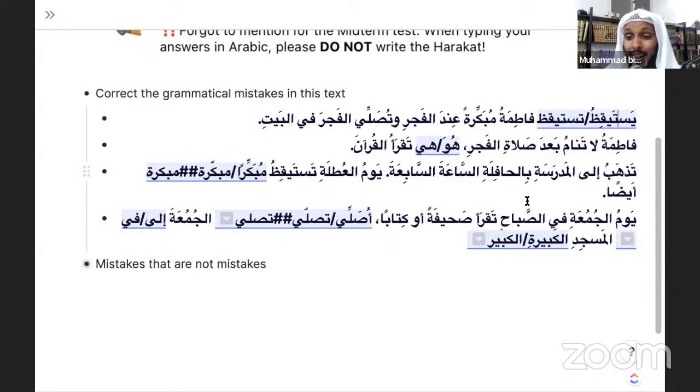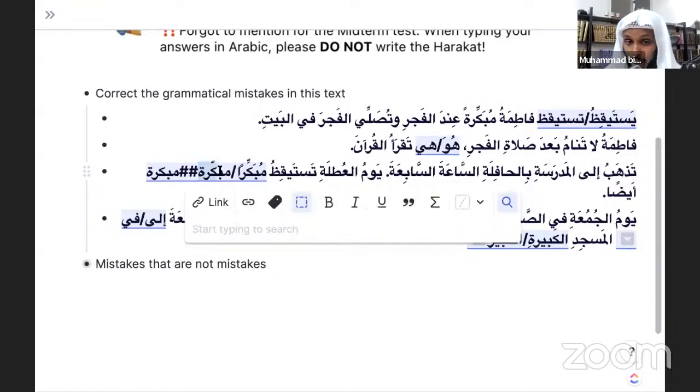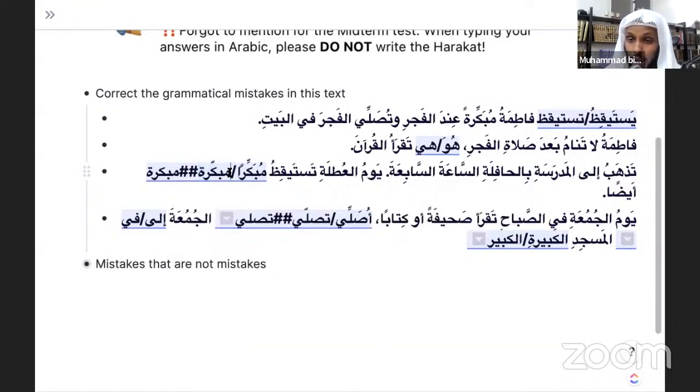تستيقظ مبكرا or مبكرة. And I've put two alternative answers, one with the shadda, one without the shadda. But in the future, I'm just warning you, this is going to be the only acceptable answer. You have to put the shaddas where they belong. I've told you many times before, even though I don't want you to add harakat, that doesn't mean you shouldn't add shadda. Shadda is different from your fathas and kasras and dhammas.